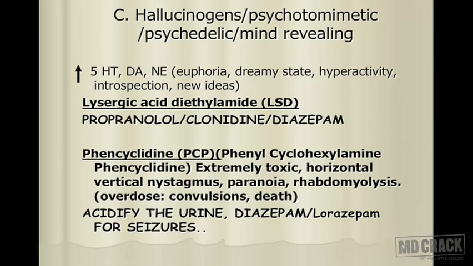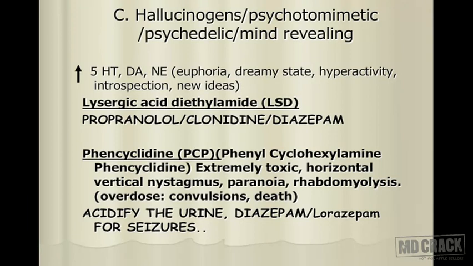The second agent, a very interesting agent, is PCP or phencyclidine, and this typically produces the dreamy state and combativeness. PCP is an abbreviation. Its full name is phenyl cyclohexylamine phencyclidine, and many times during day-to-day use we just say phencyclidine or PCP. This is an extremely toxic agent. It can lead to horizontal vertical nystagmus, paranoia, and rhabdomyolysis, and the overdose with PCP can lead to convulsions and death.